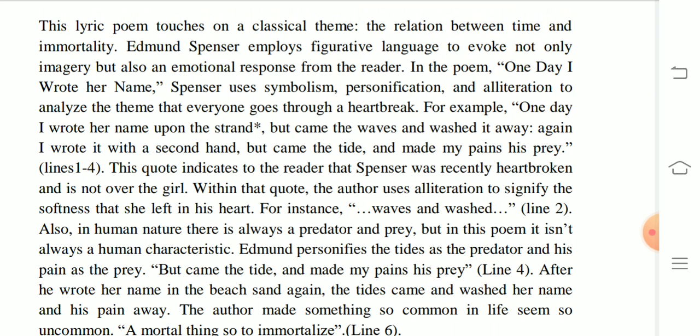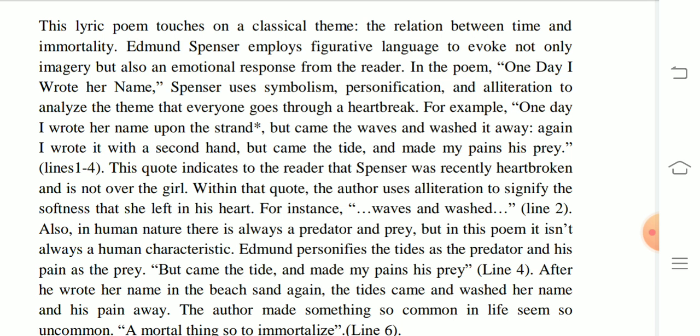In the poem, One Day I Wrote Her Name, Spenser uses symbolism, personification and alliteration to analyze the theme that everyone goes through a heartbreak. He makes use of symbols, images that create a picture in the mind of the reader. Personification gives human qualities to non-living things, and alliteration is a device which uses the repetition of consonant sounds.